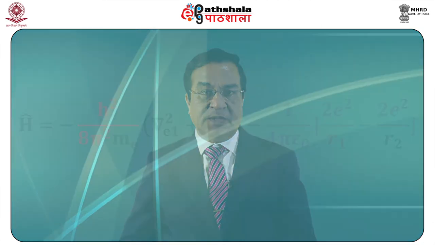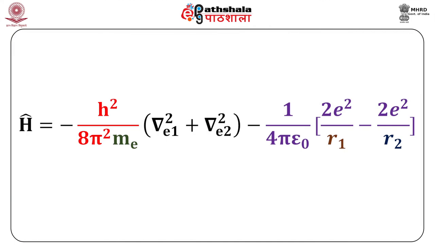Therefore, if we neglect this inter-electronic repulsion term, then the Hamiltonian becomes a two-body problem, and it has h cap is equal to minus h square upon 8 pi square me, del electron 1 square plus del electron 2 square, minus 1 upon 4 pi epsilon 0, in the parentheses we have 2 e square upon r1 minus 2 e square upon r2, and these two are the attraction terms about which we have already discussed.